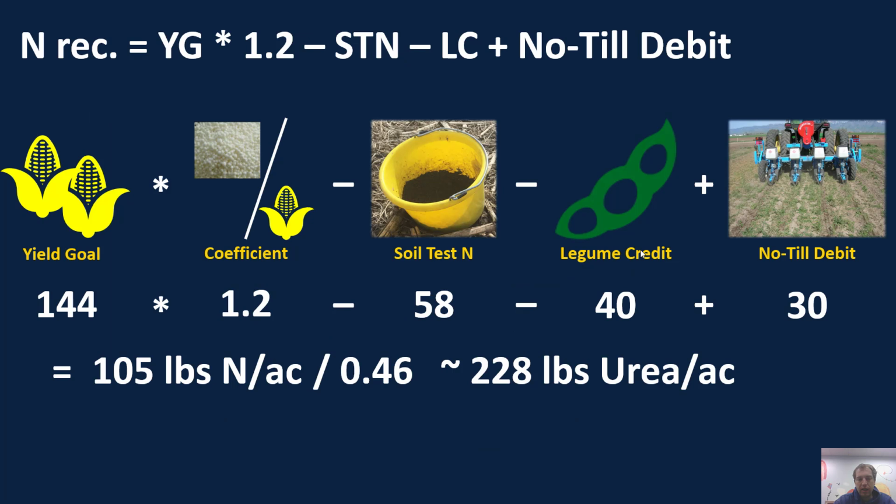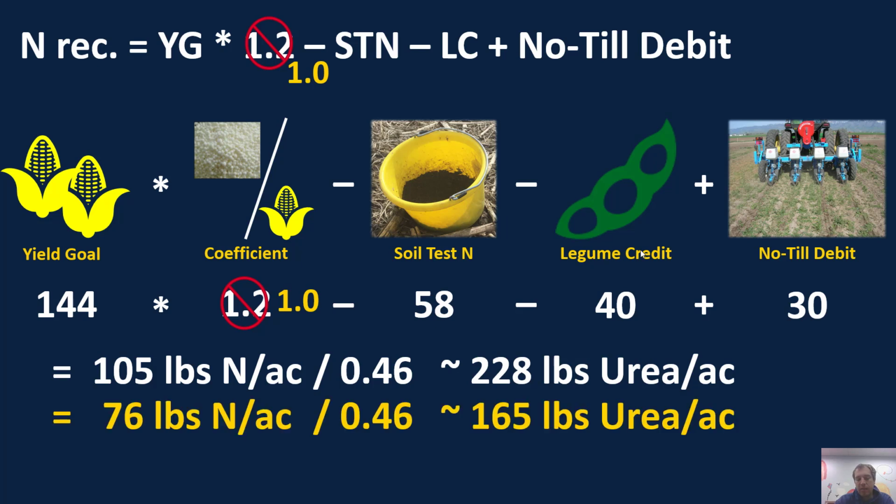So then again, if we look at our current recommendation, that's yield goal times 1.2 minus soil test nitrogen minus legume credit plus no-till debit. If we look there, that coefficient, we're going to take that down from 1.2 to 1.0. It's going to drop that nitrogen requirement to 165, which overall is lower. It saves us money, and it shows that we can lessen it, which is more money in the bank for us and less on fertilizer costs. And it shows us it's not decreasing our yield. Our yields are staying the same.